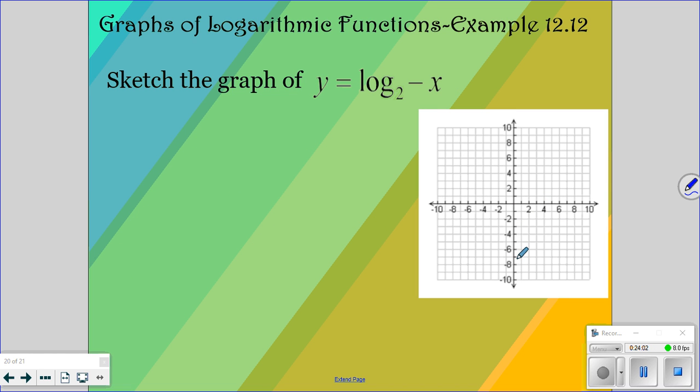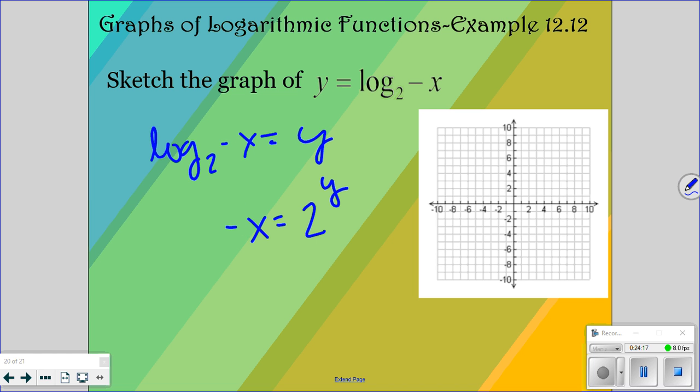Looking at one more, we want to sketch the graph of log base 2 of negative x. So if you want to move this over to the other side, you can, or you can deal with it here. The negative x stays where it is, and the 2 pushes the y to the exponent. So we don't move the negative because it's inside of the log here. So when we plug in values for y, 2 to the -1 is 1/2, but then it's going to be negated because x is going to be equal to -2 to the y.